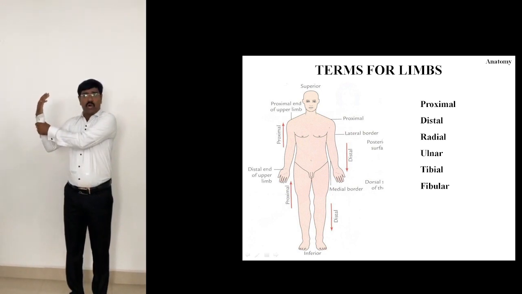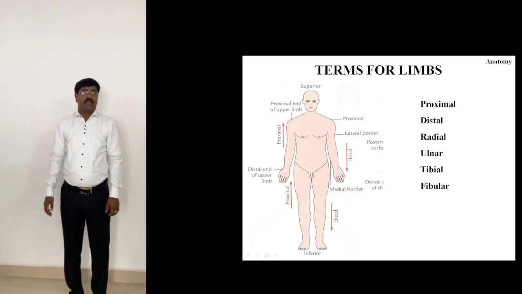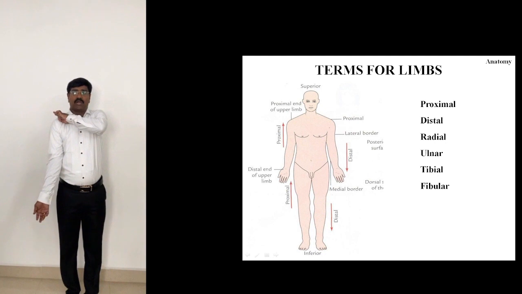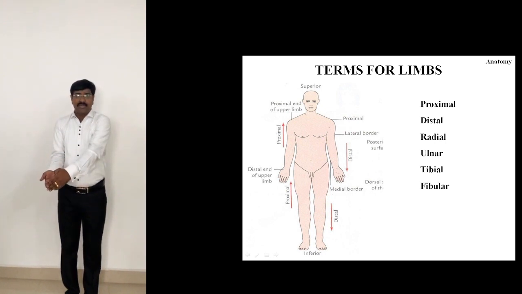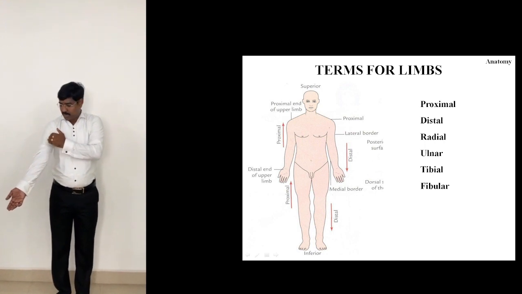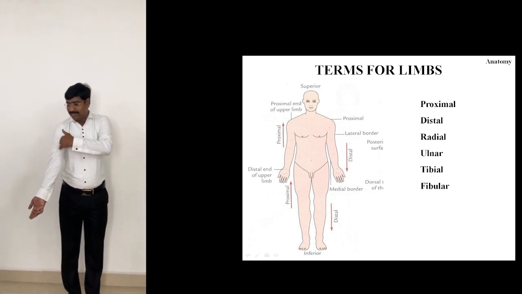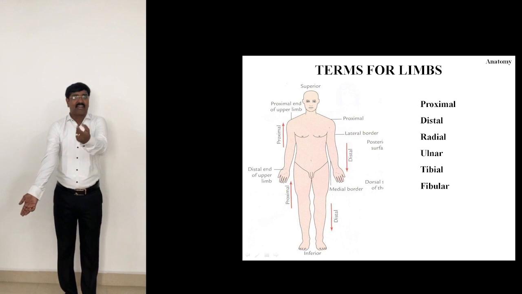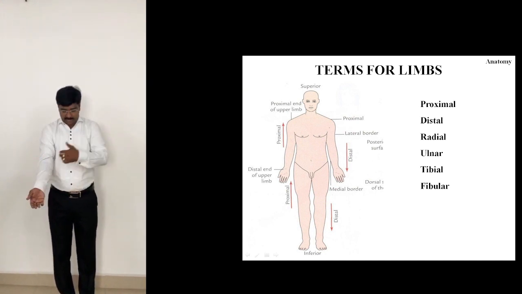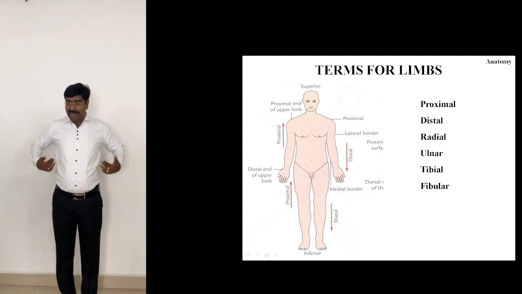This is called as what? Forearm. So now, how to understand? This is called as proximal. This is called as distal. Likewise, in the arm, I can call this the medial side, and this is called as what? Lateral side. The same is also happening here. This is also the medial side, this is also lateral. Same as how we said medial and lateral.